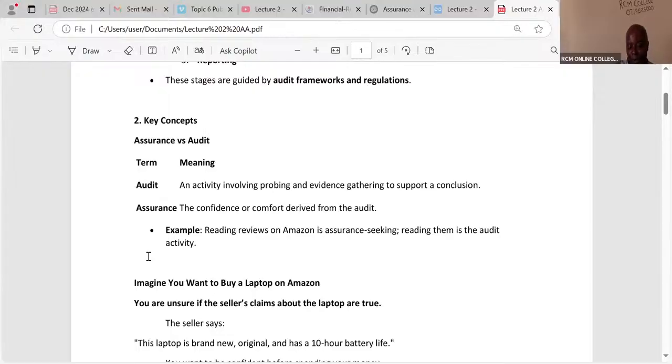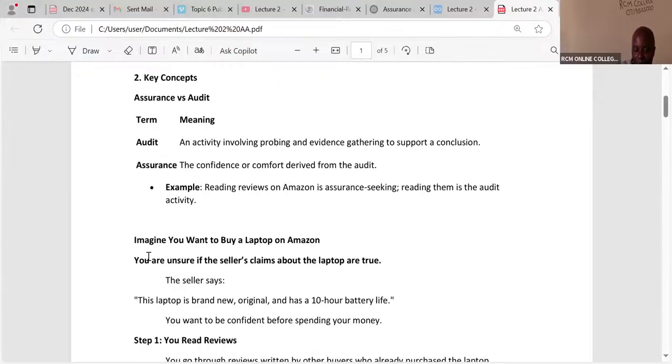Now, a very good example: reading reviews on Amazon is assurance seeking. When I'm reading them, I'm assurance seeking. I want to see, in this case here, we're saying what? Reading each one of them deeply is the audit activity.